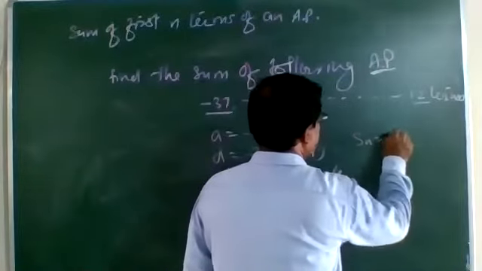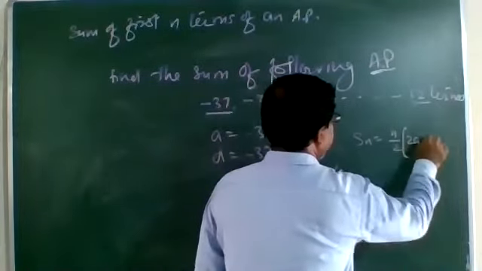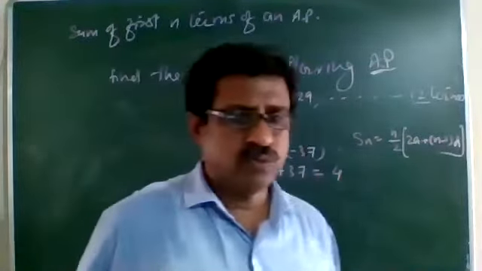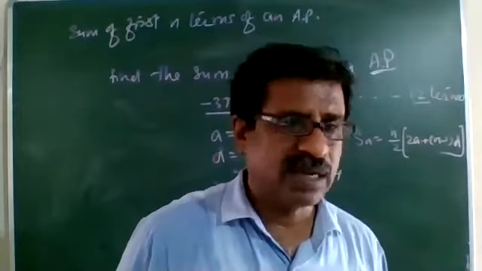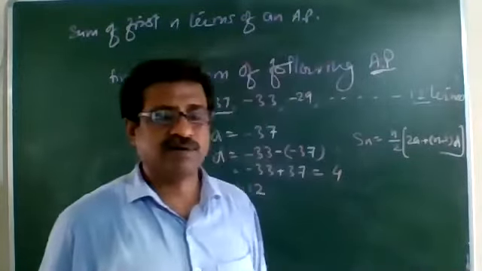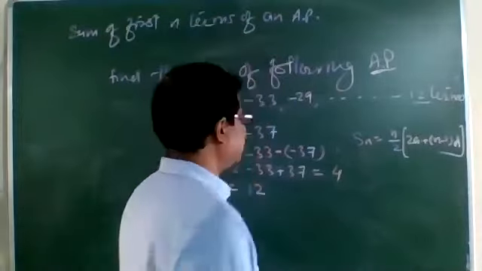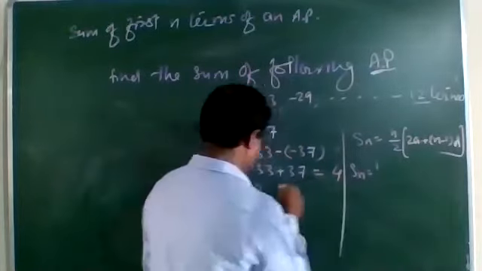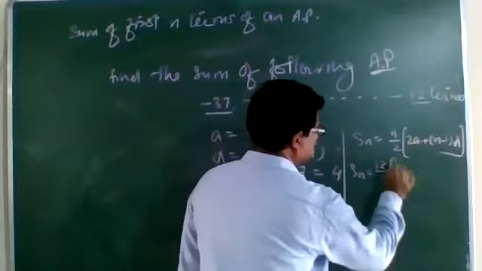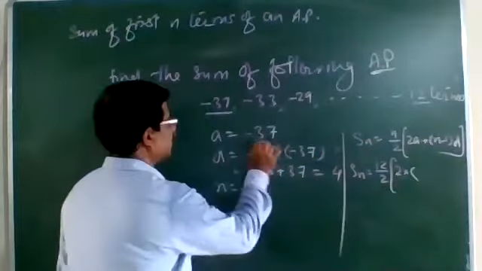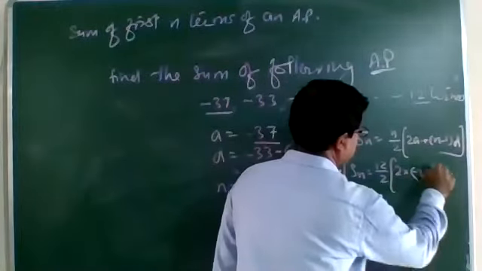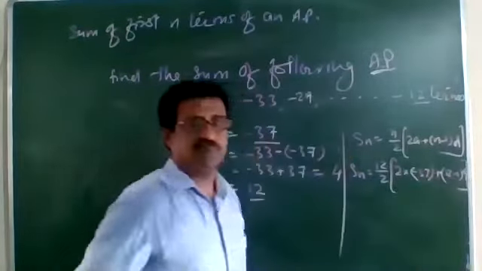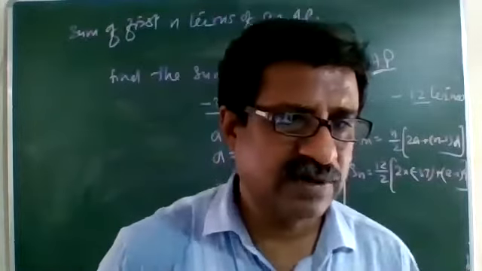The formula is Sn equal to n by 2 into 2a plus n minus 1 into d. That's the formula for the sum of n terms of an AP. Put the values. Sn equal to n by 2, n we got as 12, into 2 into a, a we got as minus 37, plus n minus 1 into d, d we got as 4.